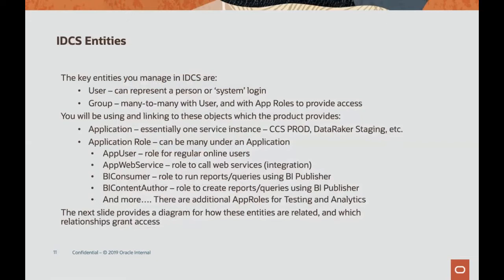So let's back up a bit. The key entities that you'll be managing as an administrator really boil down to user and group, as I've mentioned. A user typically represents a person, or can be a kind of system login access. For instance, a user that's created for calling web services behind the scenes as part of an integration. And then a group is essentially just a grouping that links to many users and to many what we call application roles. And we'll talk about that next.